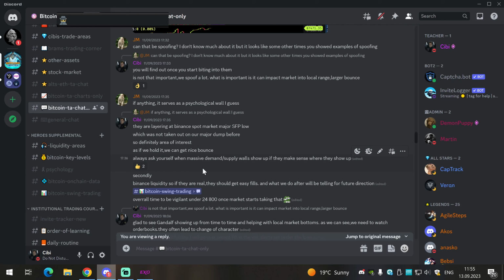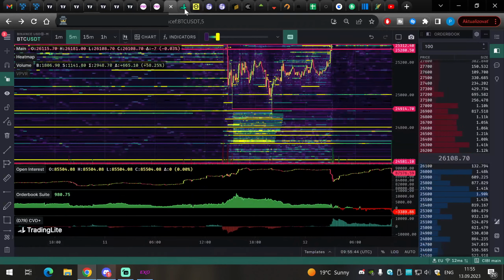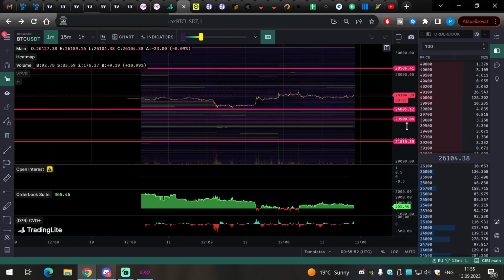Always ask yourself, one, when massive demand or supply walls show up, do they make sense where they show up? This is the key thing. You don't want to see walls in random places without technical analysis, or when it doesn't make sense. If that happens, it's more likely these walls are just take profits. And secondly, why the possible Binance liquidity? Some of the Binance liquidity was real there. So overall, time to be vigilant. I said 24,800 once the market starts taking that. And now these walls here, 24,900 to 24,700. Look where they were stacked.